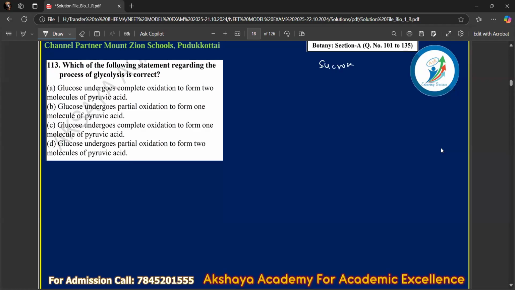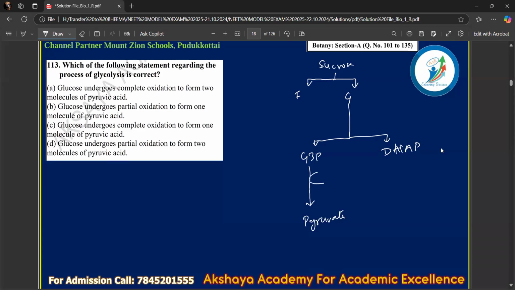sucrose. It enters, isn't it? And they are converted into glucose and fructose by invertase. Fructose and glucose. Then glucose is converted into glyceraldehyde 3-phosphate and dihydroxyacetone phosphate. Glyceraldehyde 3-phosphate is converted into pyruvate.